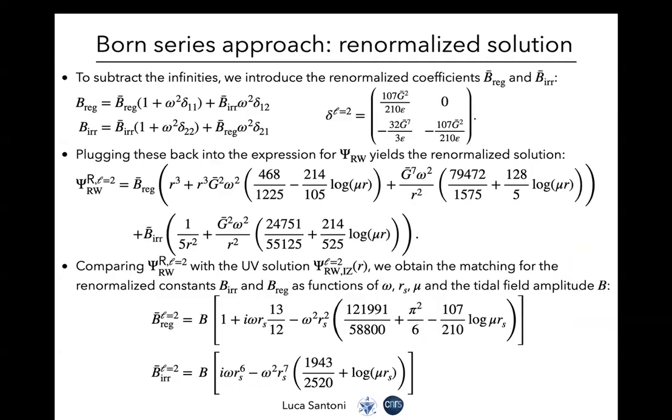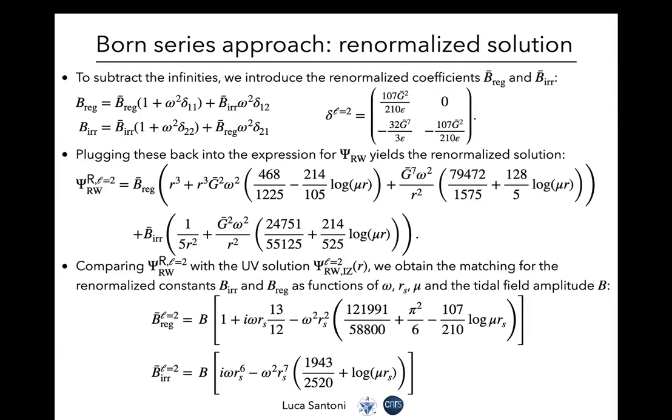And so we subtract the infinities in the standard way. We introduced some new coefficients, let's say renormalized coefficients, and then you plug them back, and you find that the renormalized solution for this Regge-Wheeler field looks like so. Then we need to do the matching. We take this and compare with the intermediate zone solution that I was showing you before. Doing the matching essentially boils down to fixing these coefficients that so far are arbitrary. And these coefficients are now fixed to be the following.